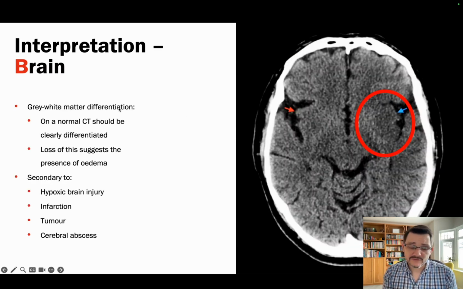And that grey-white matter differentiation that I was alluding to is what we're looking for in most of these early infarct signs. So you can see here on this scan, nice clear little cortex, and then you've got very grey diffuse here, and that shows that there's edema present, suggesting that there is brain tissue damage, and it's usually due to hypoxic brain injury, infarction, tumour, or a cerebral abscess.